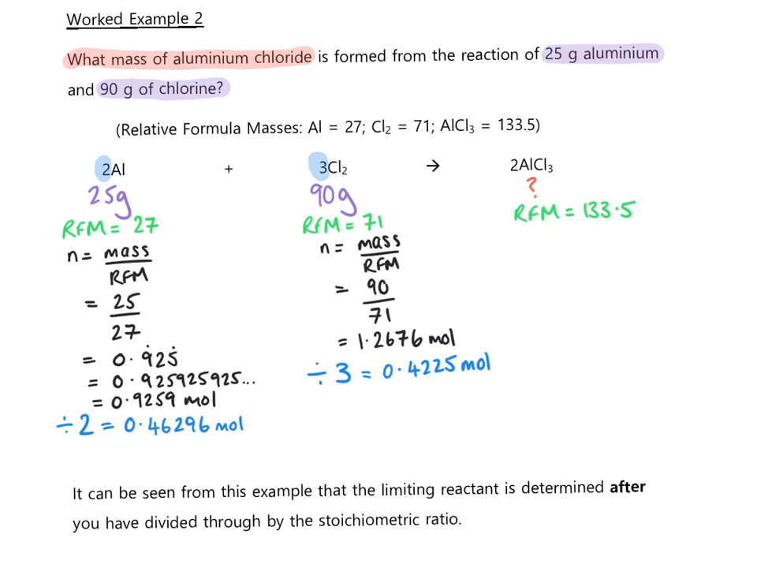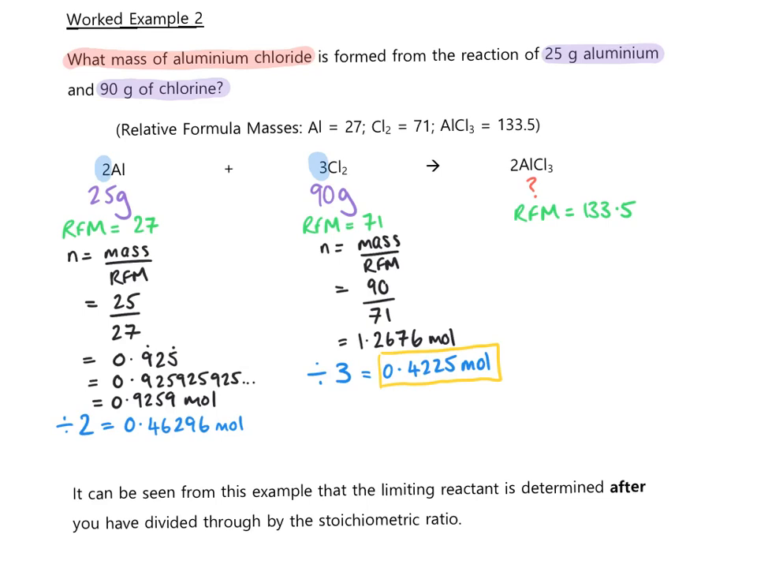So it's at this stage that I decide which is my limiting reactant, which is step number 4. So with aluminium, I have 0.46296 moles, and for chlorine, I have 0.4225 moles. So this time, our limiting reactant is chlorine. And can you see how we can only determine that after we've divided by the balancing number?